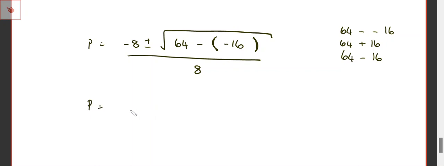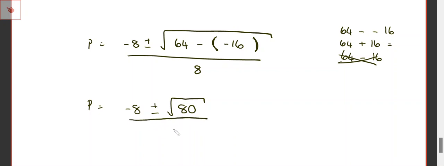So if we've got that, what does it become? I've got p equals still negative 8 plus and minus the square root of 64 plus 16. 64 subtract negative 16 is the same, so it's not that one, we know that. 64 plus 16 is 80. All still divided by 8.